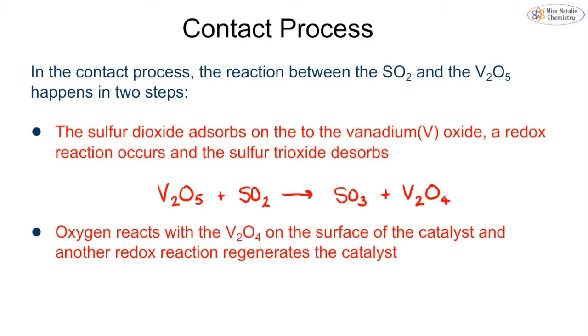So we've lost an oxygen from the vanadium(V) oxide and given it to the sulfur dioxide to make sulfur trioxide. But of course we know that catalysts have to be regenerated, they don't change, so we must do something here. What happens is the oxygen that would be present in the atmosphere would react with the V2O4 on the surface of the catalyst, and we get another redox reaction happening, and that regenerates it to allow it to then react with another molecule of the sulfur dioxide. So we get the reaction and then the regeneration happening over two steps. And again, it's because we get this adsorption onto the surface, then the reaction, and then desorption.